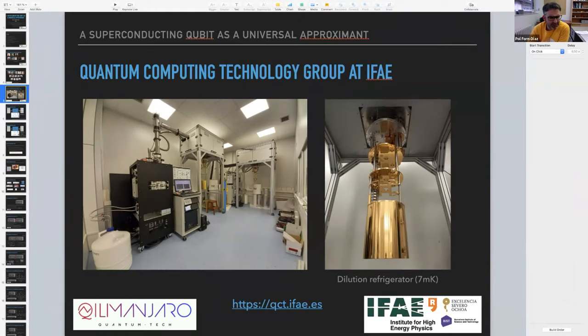All right, so that's the status of our lab at IFAE. This has been built over the last 3-4 months, so it's been a lot of progress. What you're seeing here is two cryostats, two dilution refrigerators. I will explain a little bit later what they do. This lab is shared between IFAE and Kilimanjaro. All the results I will show in this talk are actually not taken in this lab, but everything we do from now on will be happening here.